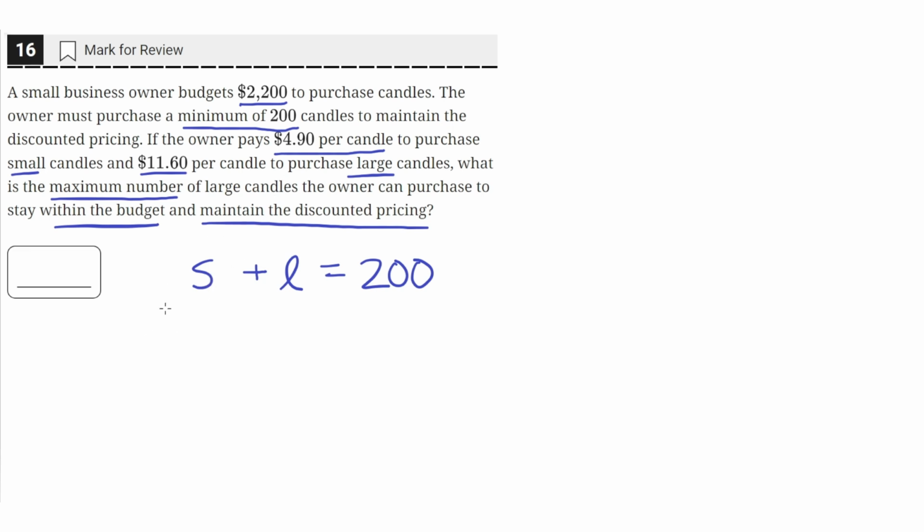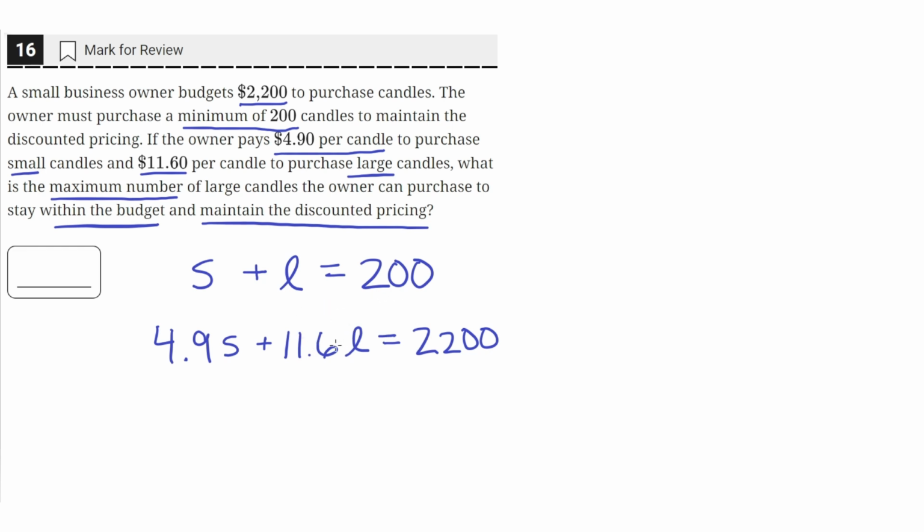Okay, and then small candles cost $4.90 each, so 4.9S will give us the total amount spent on small candles, and when we add that with 11.6L, the cost of one large candle multiplied with the number of large candles will give us the total amount spent on large candles, and that should add up to at most 2,200. Okay, so these two equations represent the scenario that we want only 200 candles and we will spend 2,200. So this will give us the total.